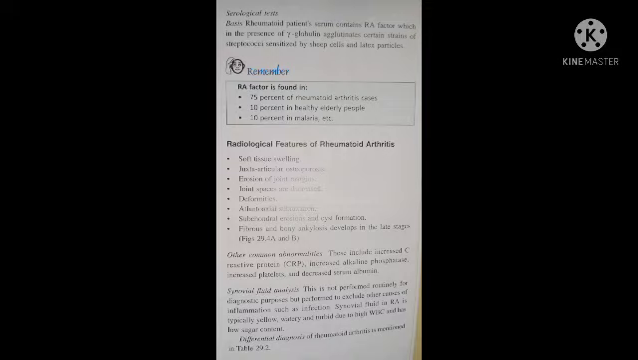Radiological features of rheumatoid arthritis: soft tissue swelling, juxta-articular osteoporosis, erosion of joint margins, joint spaces are decreased, deformities, atlantoaxial subluxation, subchondral erosions and cyst formation. Fibrous and bony ankylosis develops in the late stages. Figs 29.4a and b. Other common abnormalities include increased C-reactive protein (CRP), increased alkaline phosphatase, increased platelets, and decreased serum albumin.